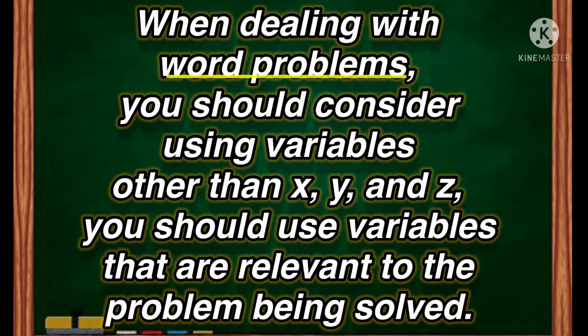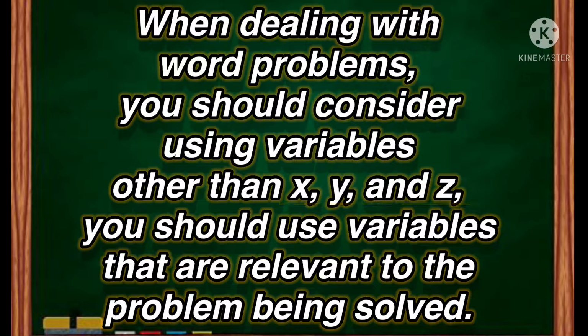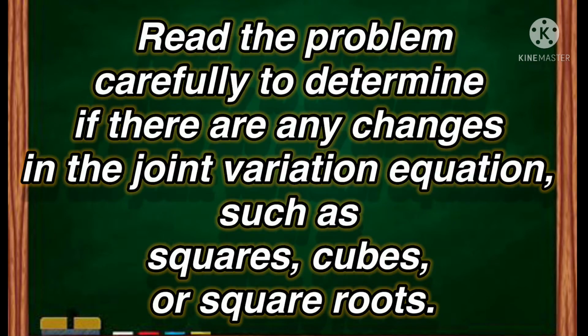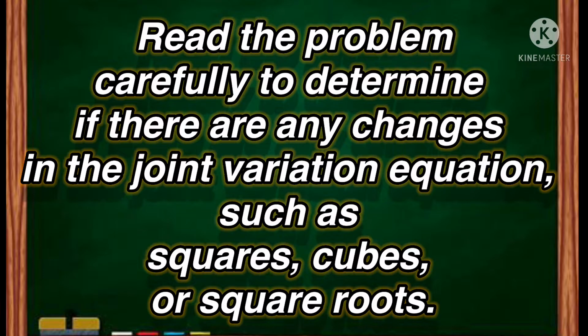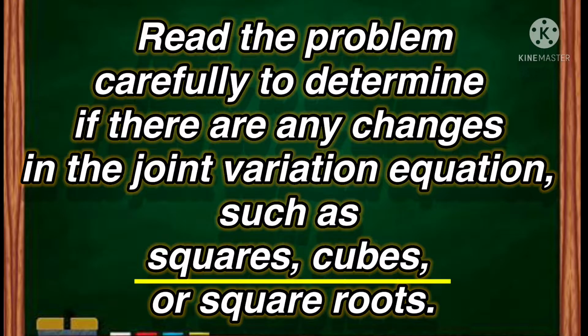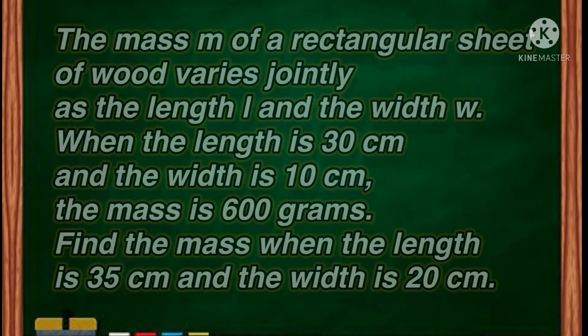When dealing with word problems, you should consider using variables other than x, y, and z. You should use variables that are relevant to the problem being solved. Also, read the problem carefully to determine if there are any changes in the joint variation equation, such as squares, cubes, or square roots. Let us consider this problem.